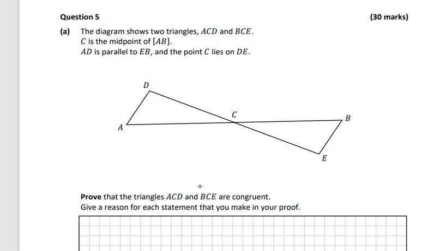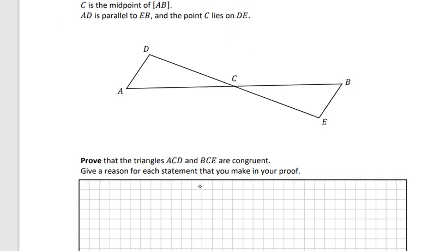So this is question 5. We have to prove that these are congruent to each other. Well, we know that that angle there and that angle there are the same, so angle ACD is equal to angle BCE because they're vertically opposite.